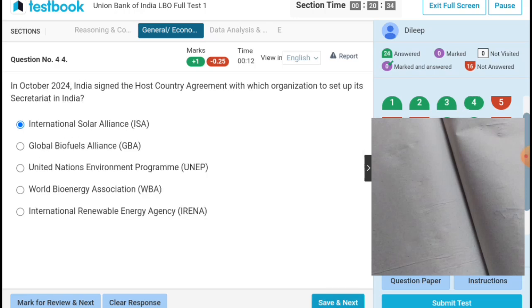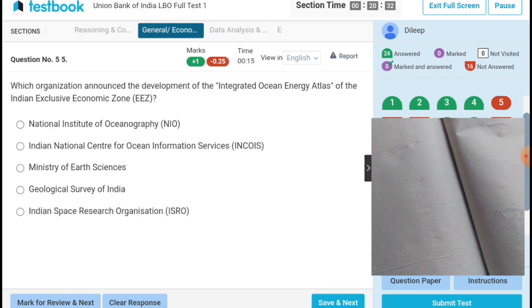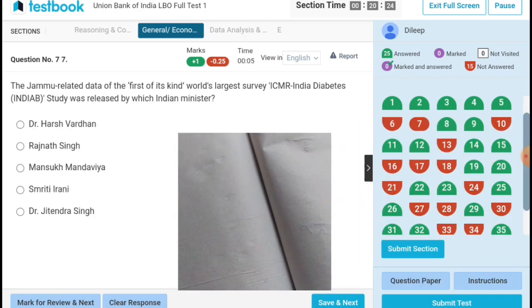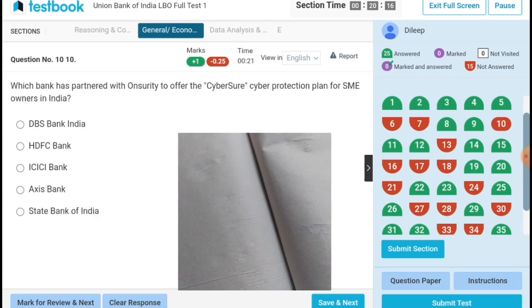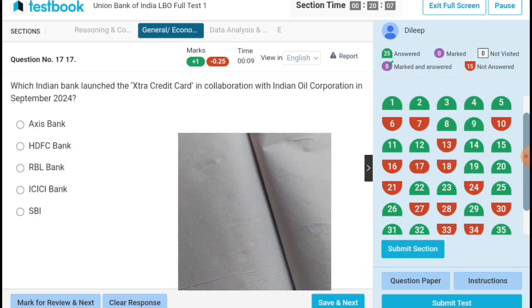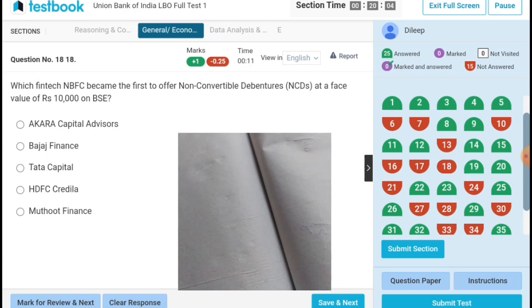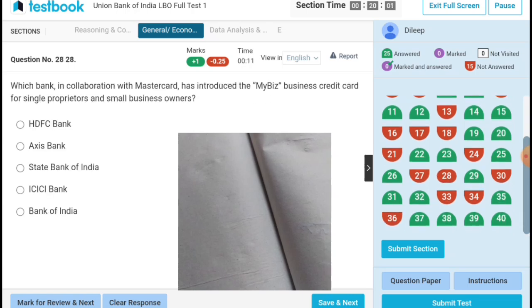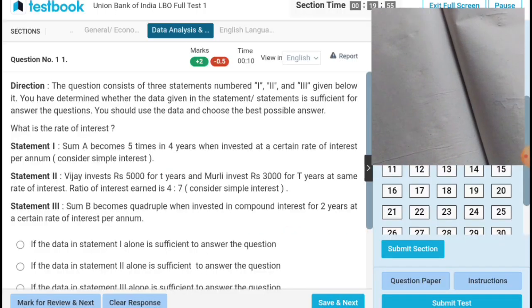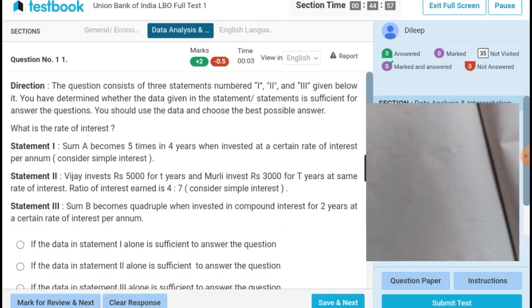The next thing I think. Diabetes. Next, I submit the section. Next, data analysis and interpretation.